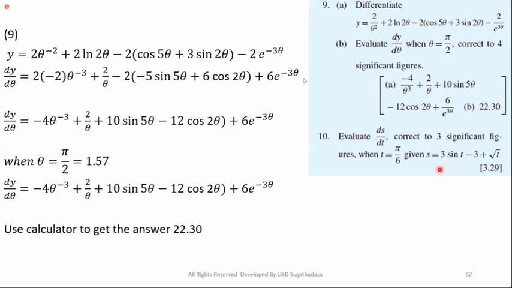I'm not writing it; I didn't bring a pen here. Just write it. s equals 3 sine t minus 3 plus square root of t. Just write the same function. Now calculate what is ds by dt. Now write ds by dt.